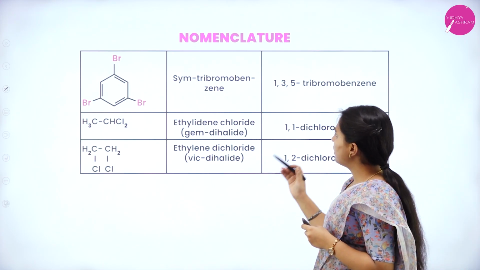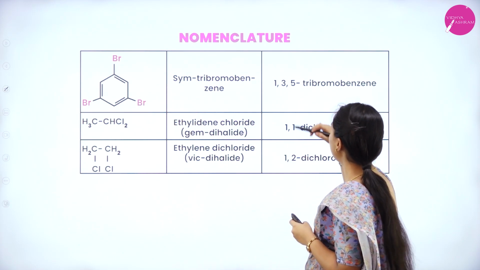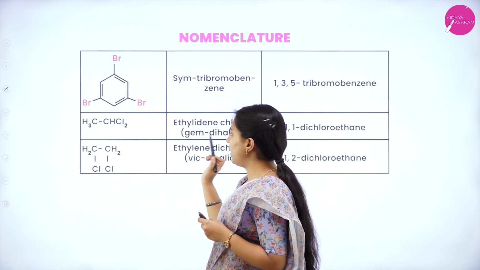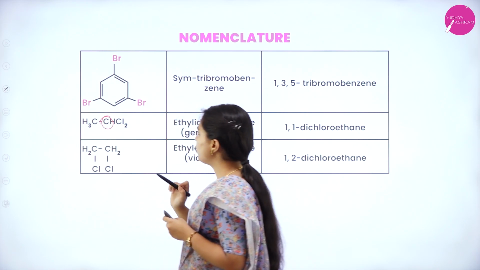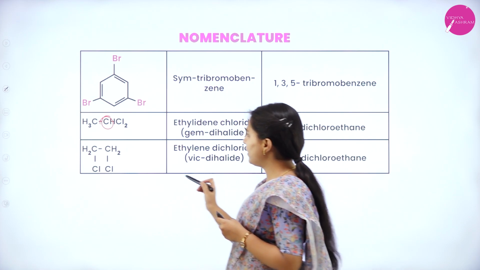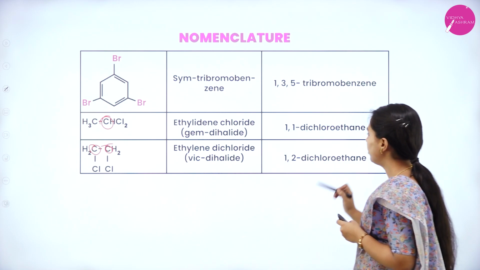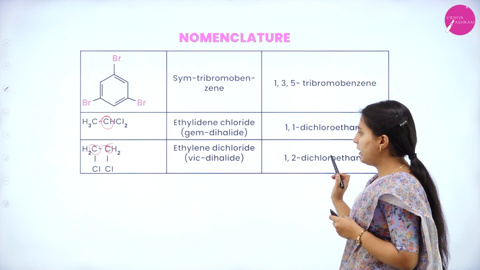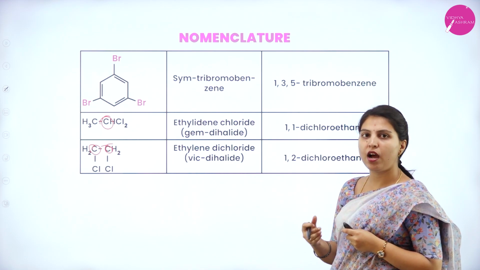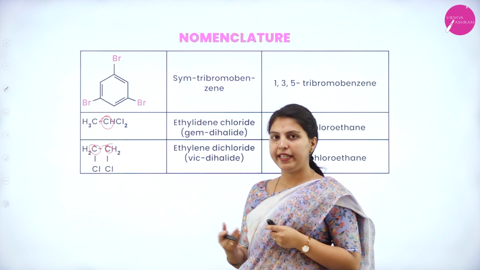Next one, sym-tribromobenzene, at the symmetrical positions it has been added, so 1,3,5-tribromobenzene. This is a gem dihalide because on one carbon 2 halogens are added, so gem dihalide, 1,1-dichloroethane. This is a vicinal dihalide because on different carbons the same halogens have been added, so vicinal dihalide or 1,2-dichloroethane. This is the nomenclature of how monohalo compounds or dihalo compounds are named.